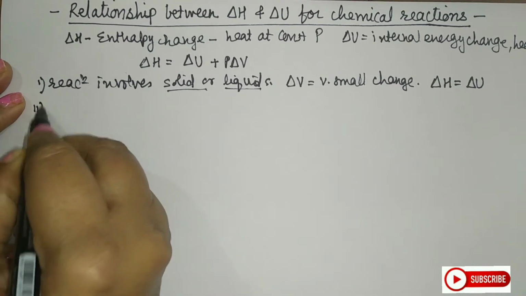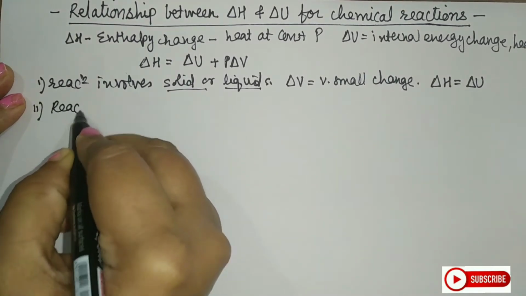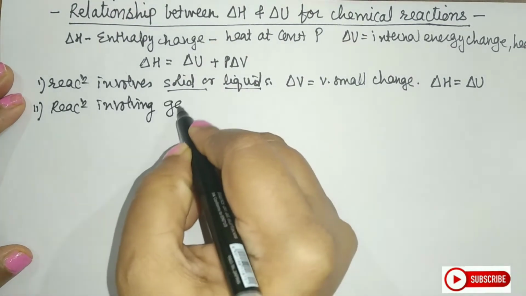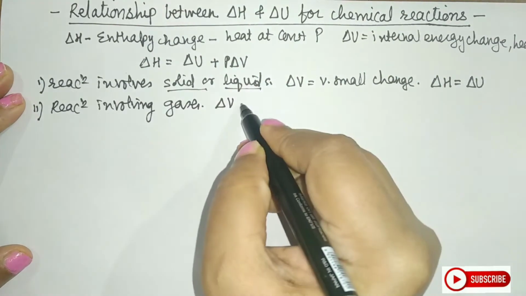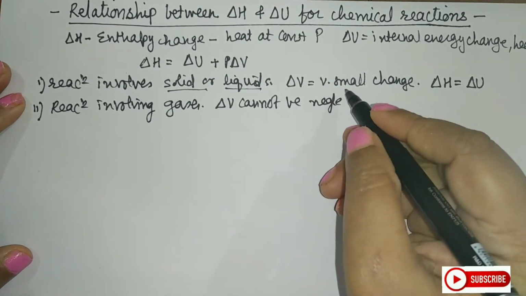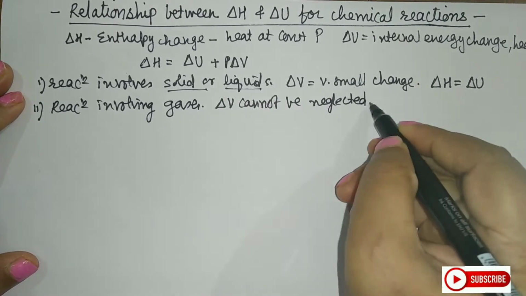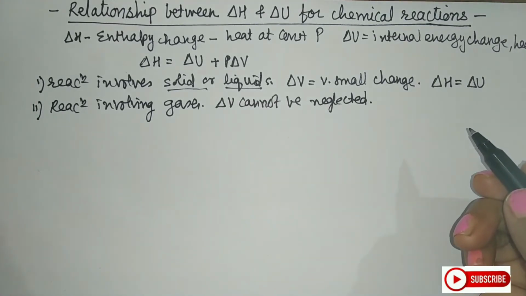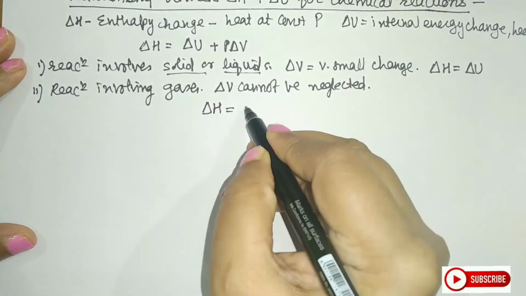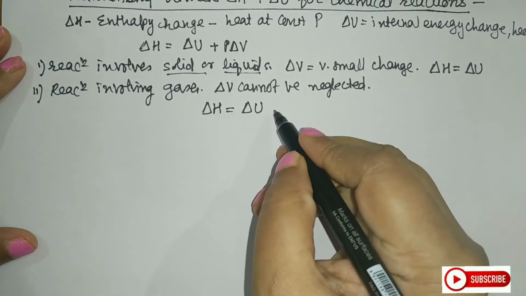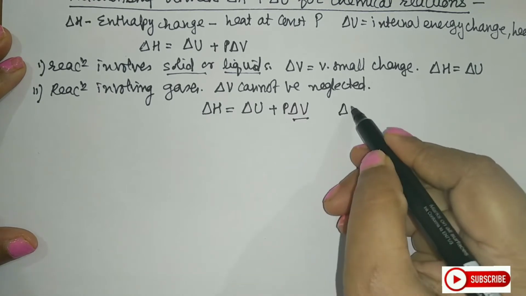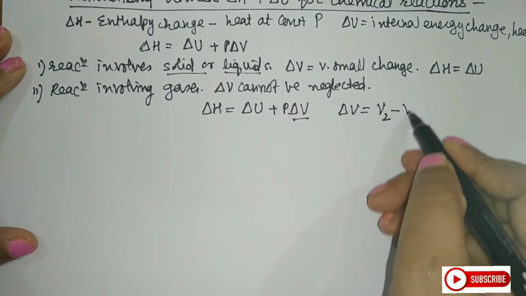And therefore, for the reactions involving gases, delta V cannot be neglected. If it cannot be neglected, means there must be some relation between delta H and delta U. So let us see what is that relation. According to this equation, delta H is equal to delta U plus P delta V. What is delta V? Delta V is V2 minus V1.